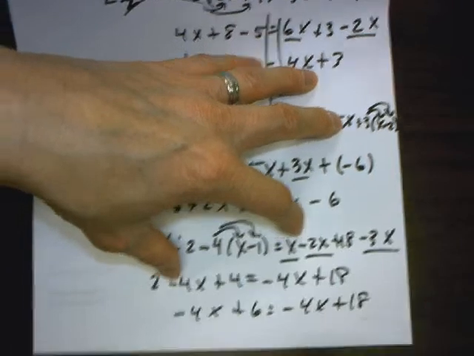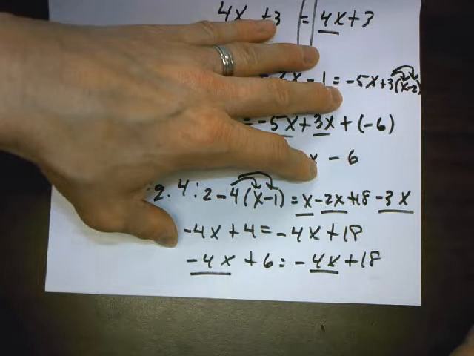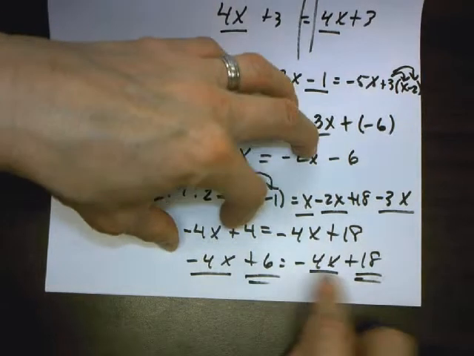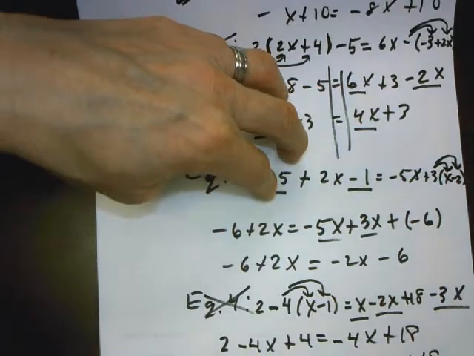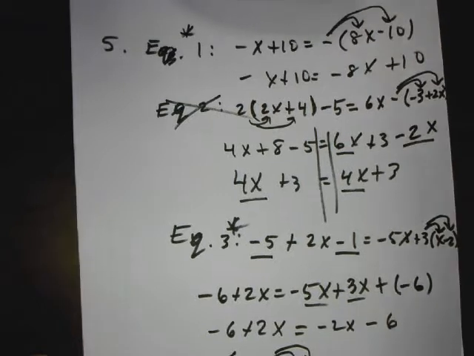Now, this is a special case. I have the same coefficient for x after I simplified both sides. So that's either no solution or infinitely many. These constants are different. That means there is no answer to this. This is no solution. So I don't pick equation 4. So my answer for this one was equation 1 and equation 3.